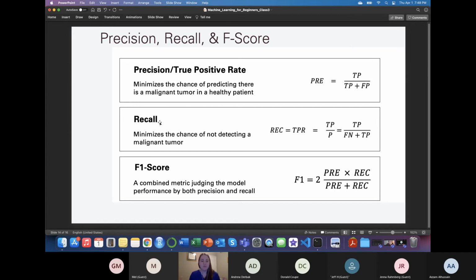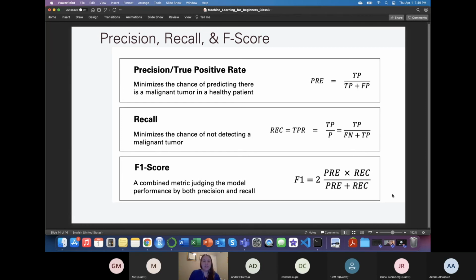Because it's a trade-off, we need a score that really weights both of them and looks at how it's performing for both. The F1 score does that. You can almost think of this as an average between the two. So we have our precision and our recall. On the numerator, precision times recall goes in the numerator. Then you add the precision and recall in the denominator and multiply it by 2. So that's basically a combined metric judging the model performance by both the precision and the recall.